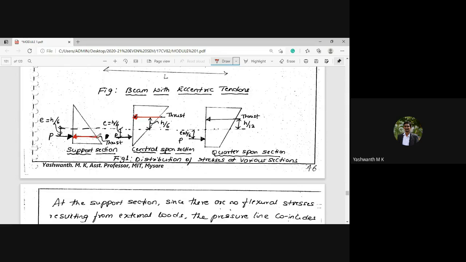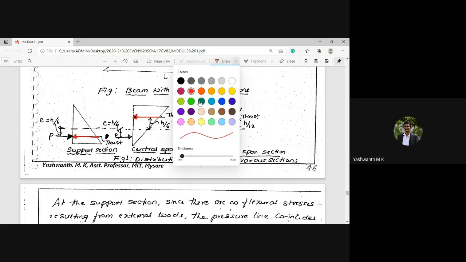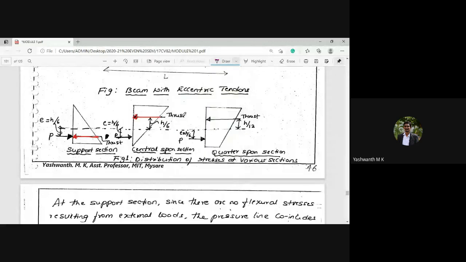So now whatever the thrust line or pressure line which was coinciding at the support section has been shifted with a distance h by 3 from the initial position. So now this distance is h by 3. So please note down, this distance is h by 3. So it is h by 3.